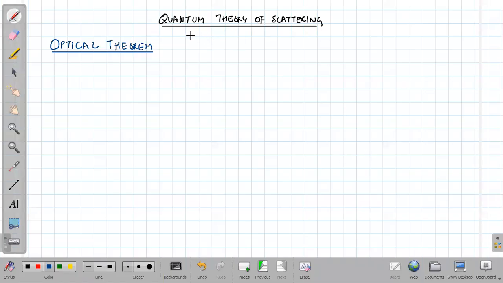So now we can have the last topic on the quantum theory of scattering. It's called the optical theorem. Okay, now in partial wave analysis, we have found the expression for total scattering cross section sigma, which is given as 4 pi upon k square sum over L, 2L plus 1, sine square of delta L.